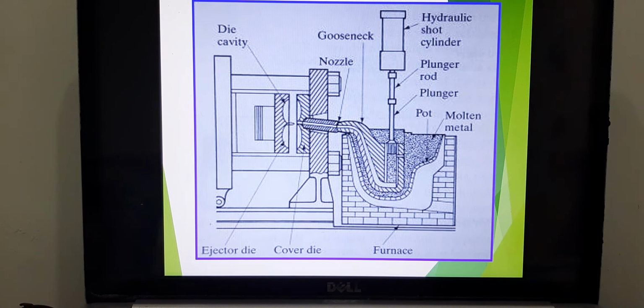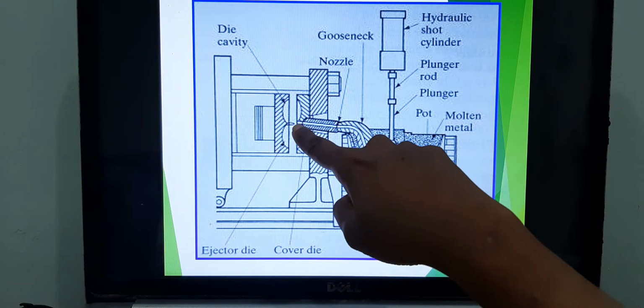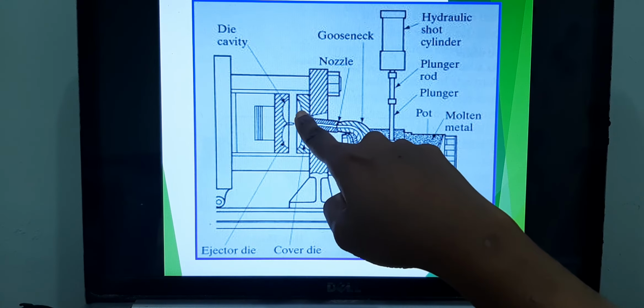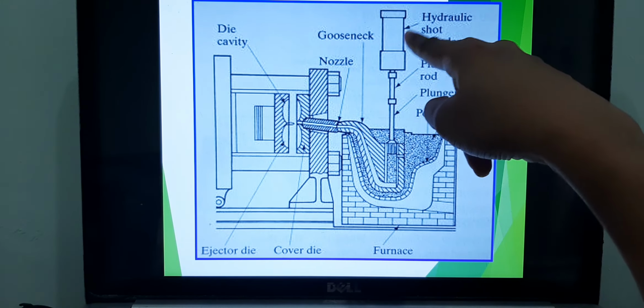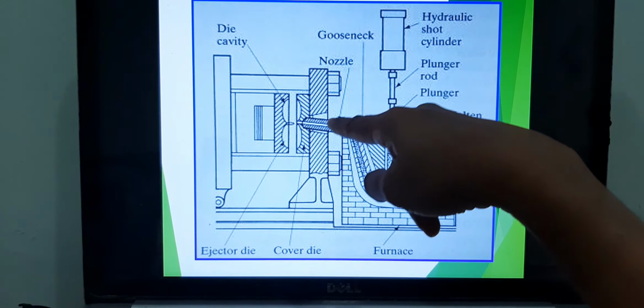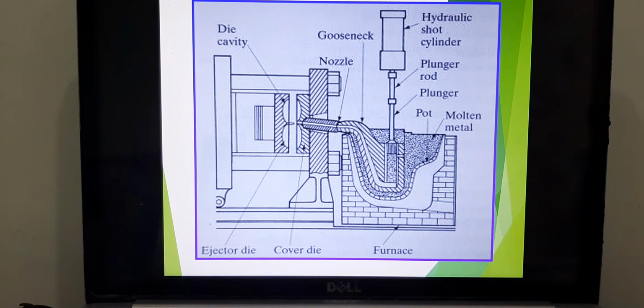How much pressure? Again, it depends on the size of the part. The larger the part, the more pressure is going to be applied. Normally pressure will vary between 35 megapascal to 275 megapascal. So once the mold is filled up with liquid metal, the mold closes, equal and opposite pressure on both sides, and the solidification process starts.